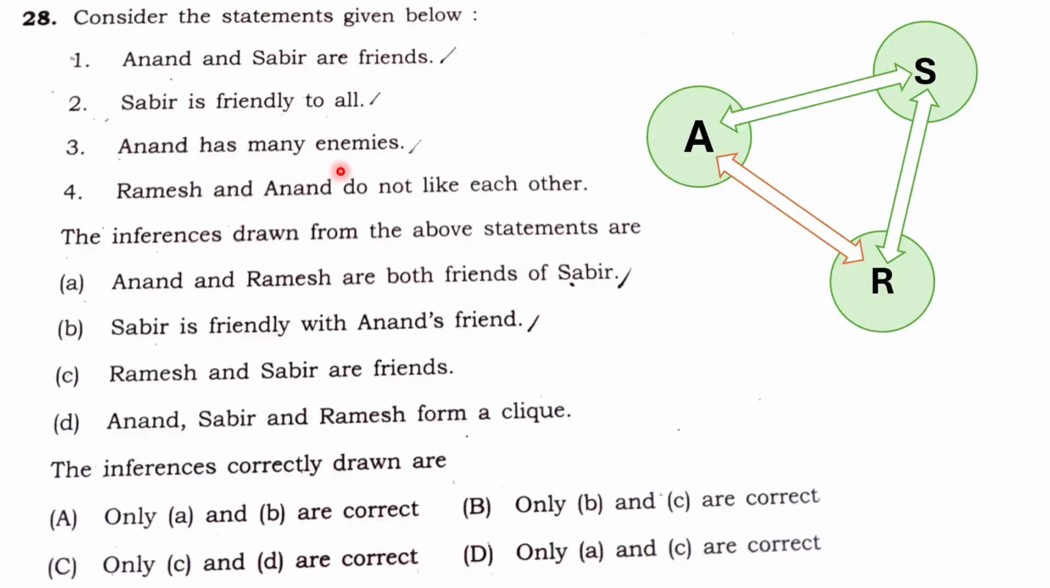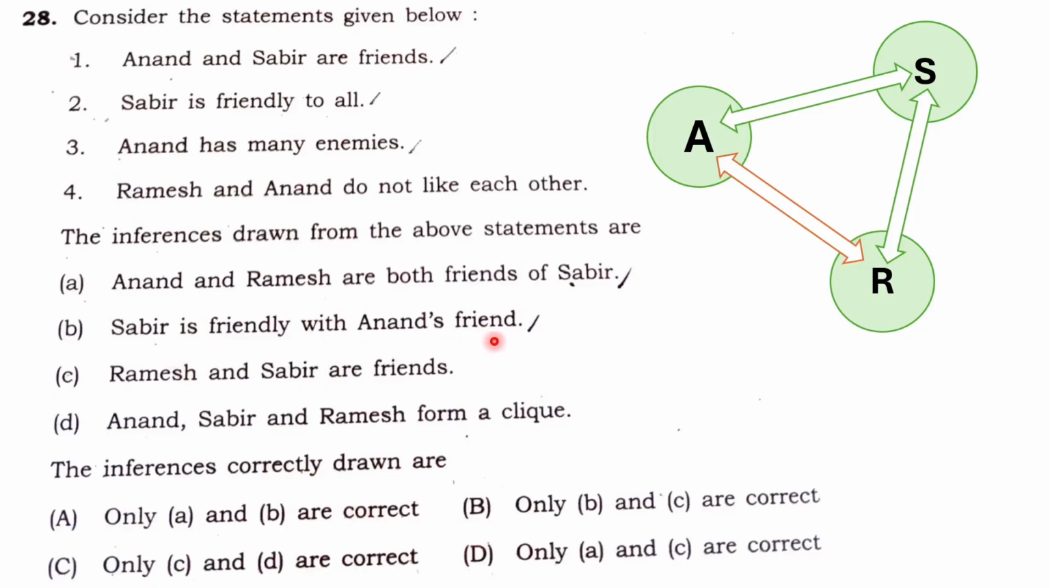Okay, so this is another trick question. Anand and Sabir are friends. Sabir is friendly to all, and Anand has many enemies. Ramesh and Anand do not like each other. So definitely Anand and Ramesh are enemies of each other. So we have a group of people here, and some inferences are there. Based on this structure, Anand and Ramesh are both friends of Sabir. So A is correct. So options A and D, we are left with these.